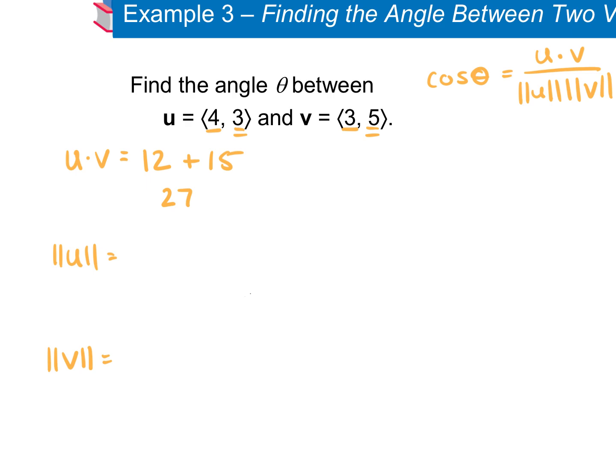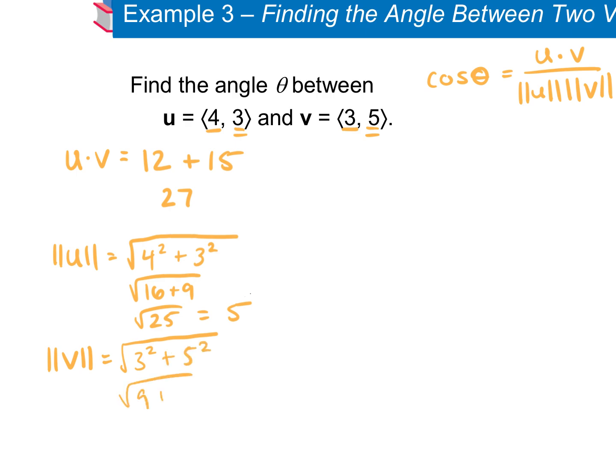Next, let's find the magnitude of u. So the magnitude of u is the square root of the first number squared plus the second number squared. So 4 squared plus 3 squared would be 16 plus 9. So the square root of 25, which is what? 5. And then the magnitude of v, so the square root of the first number squared plus the second number squared, 3 squared plus 5 squared, would be 9 plus 25. So the square root of 34.